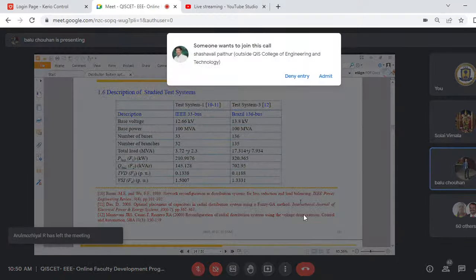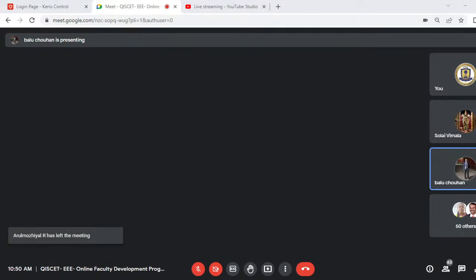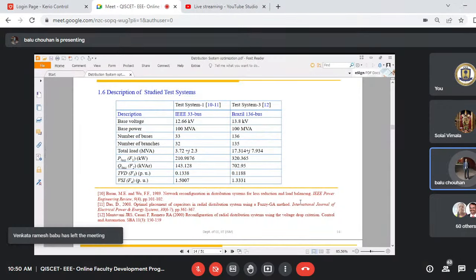Now we will come to the different test systems that we have adopted. Here it is a typical two systems: one is the IEEE 33 bus, another is the Brazil 136 bus. 136 is quite a large number of nodes or buses. These are the system configurations that we have chosen, and they are also taken from the literature. We have not designed anything of our own.